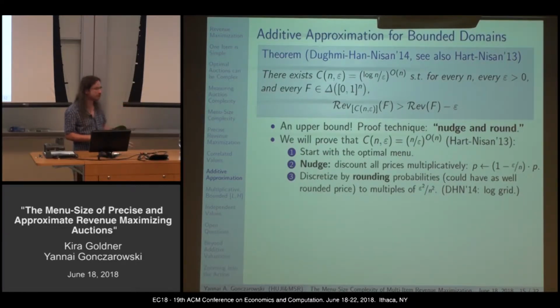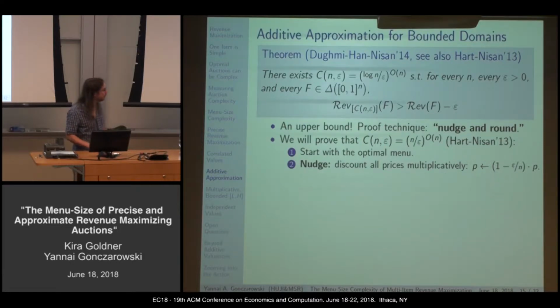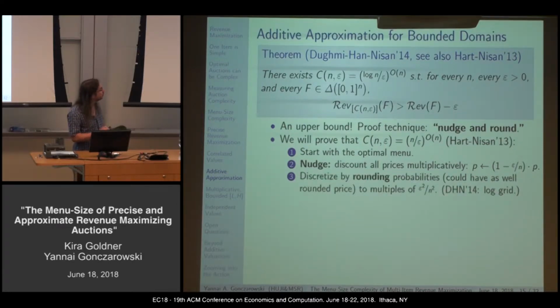I'm going to do here a version that rounds only the probabilities. The version due to Dughmi and Nisan, the improved bound, uses a fancier log grid rather than an equally spaced grid. So we're going to claim that this results in a small menu. Why does this result in a small menu? Because we've rounded all of the probabilities to this grid.